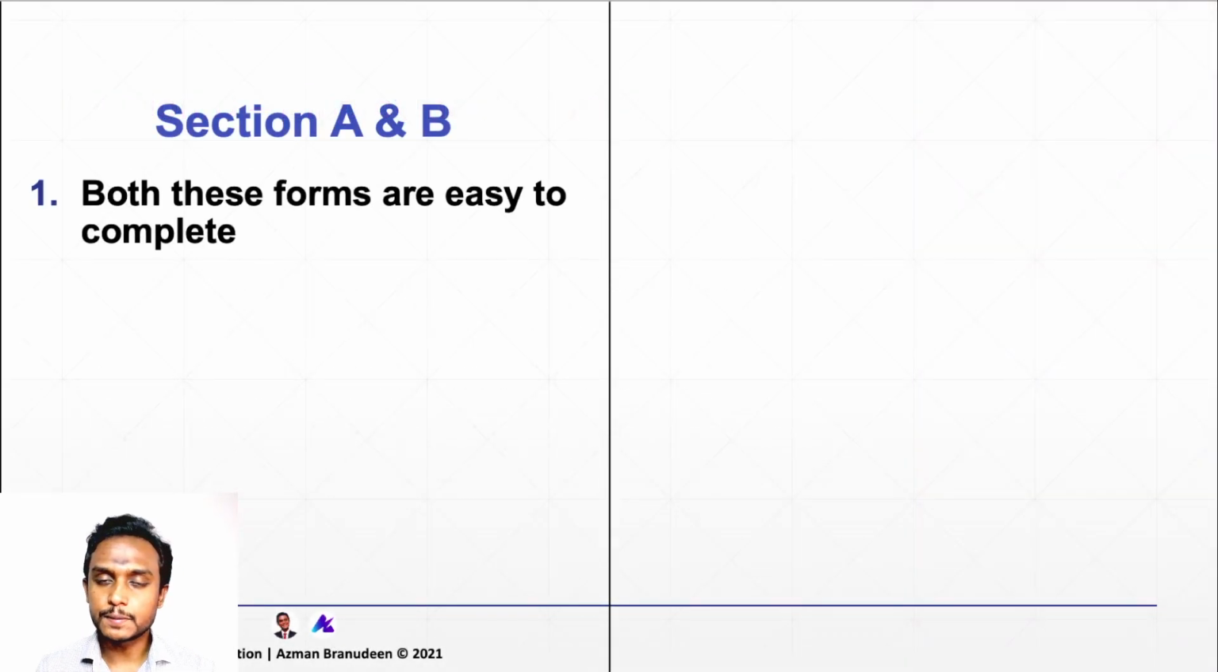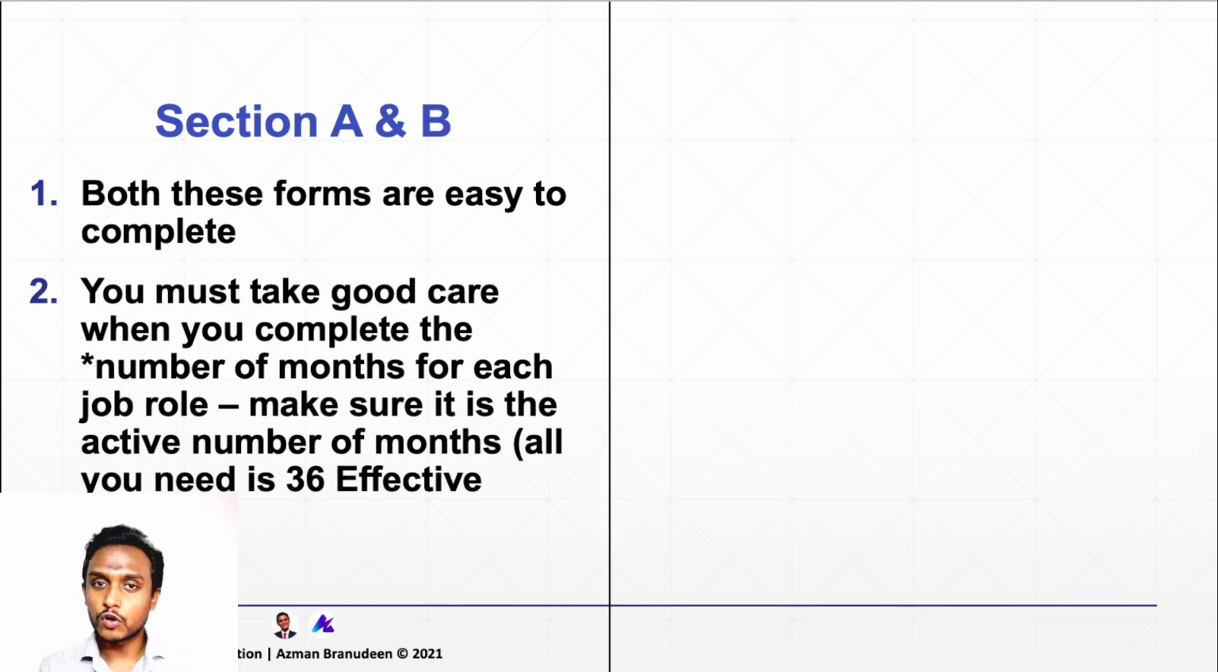So a couple of important notes about sections A and B. Both the forms are very, very easy to complete, but you must take good care when you complete the number of months for each job role. Ultimately the target is that when you accumulate all of those months for the relevant experience you show, it should be at minimum 36 months or more. That's about sections A and B.